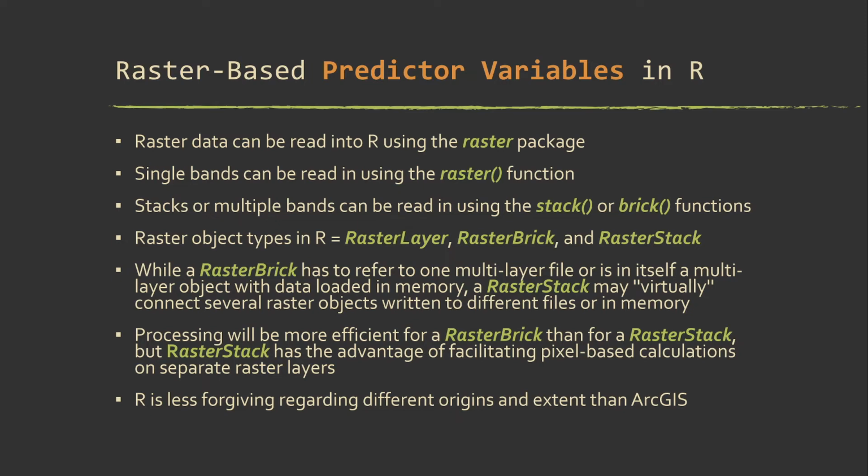Another note is that I've generally found that R is a lot less forgiving than, say, ArcGIS Pro, when you're dealing with layers that have different cell sizes, different numbers of rows and columns, different spatial extents or projections or spatial reference systems. So it's generally best if everything lines up perfectly. And for that reason, I tend to do a lot of my data pre-processing and stacking outside of R, like in QGIS or ArcGIS, as opposed to doing it in R.